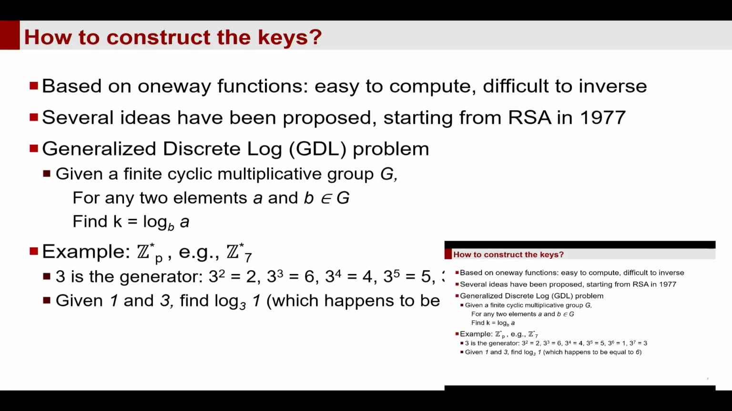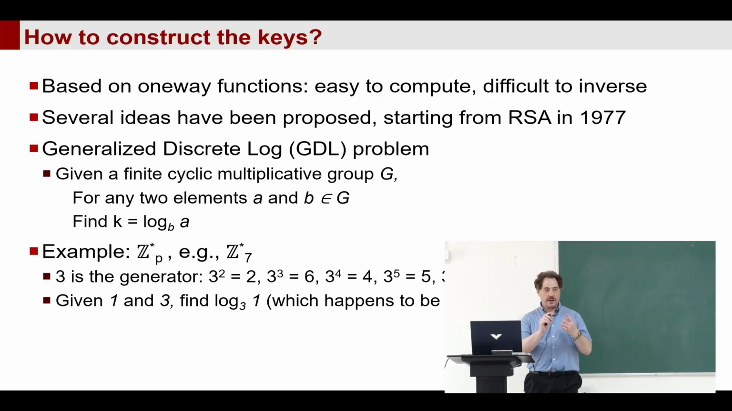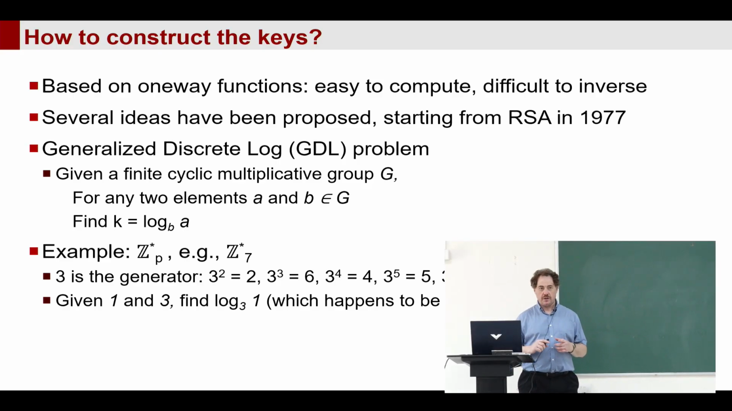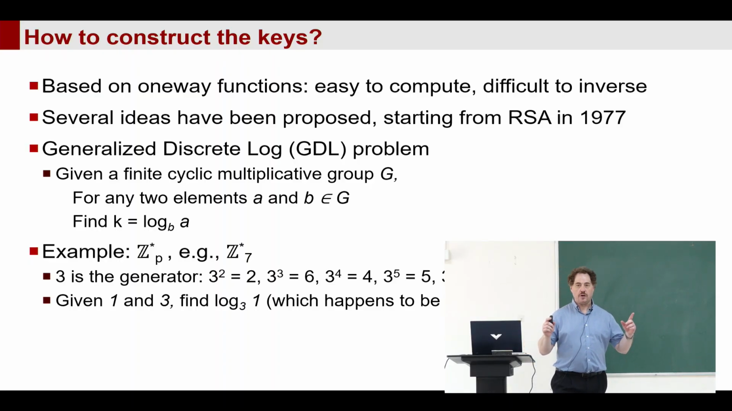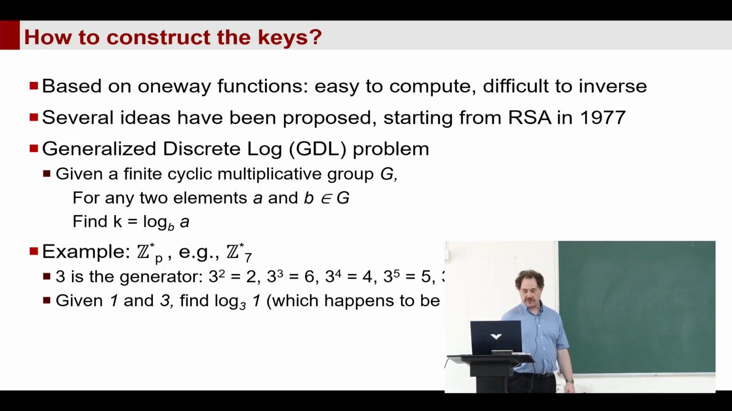So, what is the generator number? It means that we take the generator number and raise it to different degrees: squared, to the third, to the fourth, and so on. And this way, we are able to generate all members of the group.